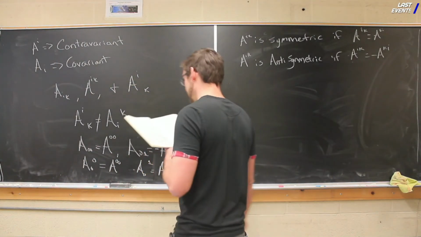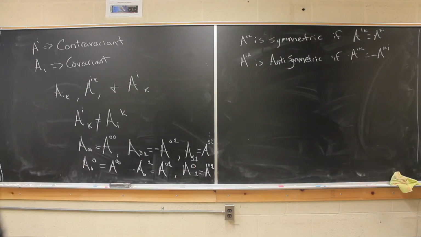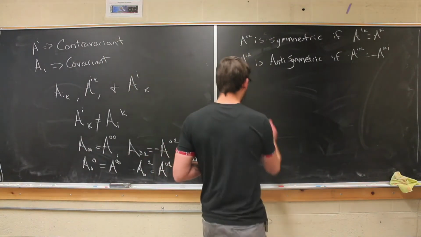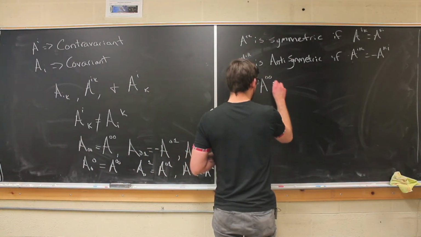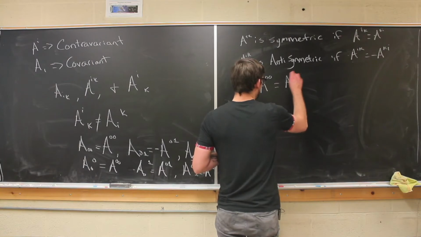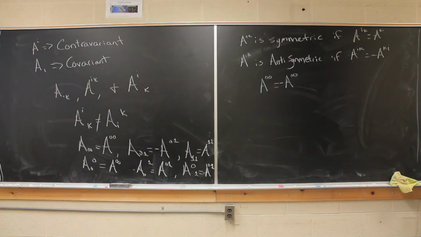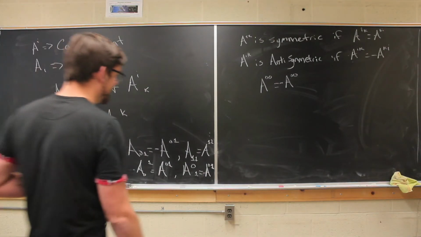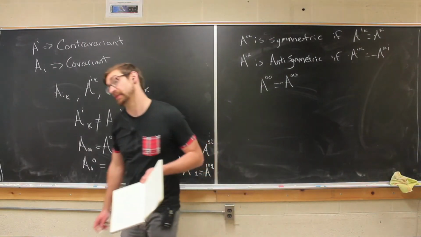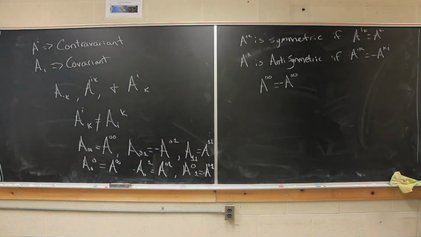You might also notice that anti-symmetric tensors must have zeros in the diagonal components. Why? Well, because A_00 has to equal negative A_00, and there's no way to make that possible unless A_00 is, in fact, just 0. Because remember, these are just components.